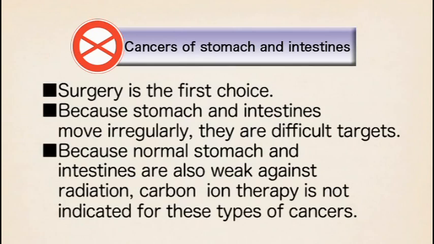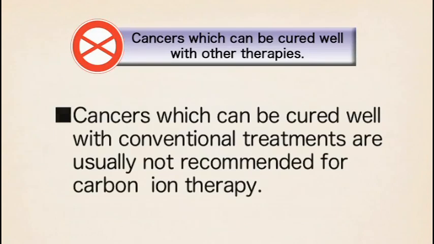For stomach and colon cancers, surgery is chosen over carbon-ion radiotherapy since such organs are in constant movement and difficult to target, and also because the stomach and the gastrointestinal tract are more easily damaged by radiation. We do not use carbon-ion radiotherapy for cancers which can be cured well with other treatments.